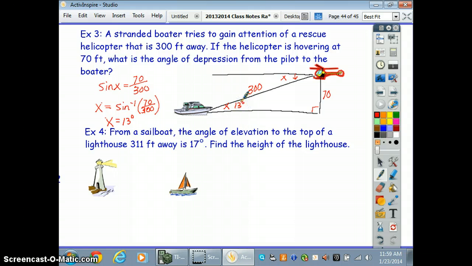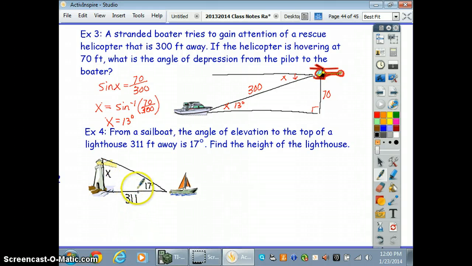The next problem, example 4. From a sailboat, the angle of elevation to the top of a lighthouse 311 feet away is 17 degrees. Find the height of the lighthouse. Okay, so we're talking about this height. This is 17 degrees, the angle of elevation to the top of the lighthouse. And this distance is 311. We want to find out how tall that lighthouse is.